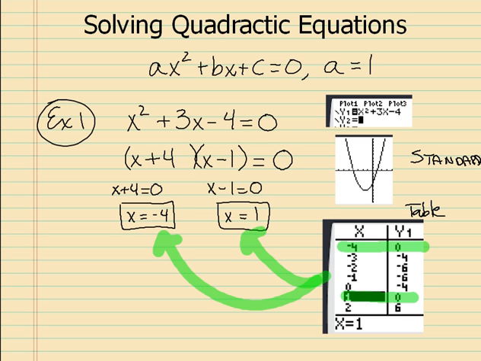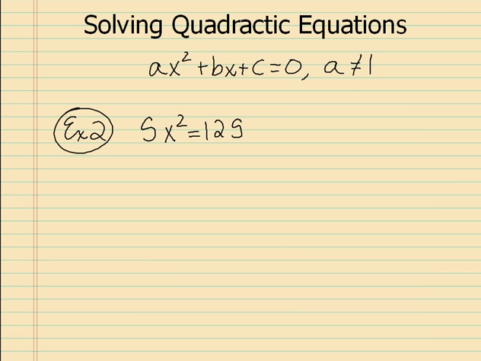Now we're going to take a look at another example. Let's take a look at example number 2, 5x squared equals 125. This might not be the most efficient technique, but right now we're solving it by graphing. So what we want to do is solve this by setting it equal to 0. We've got to move everything over first, so we have 5x squared minus 125 equals 0.